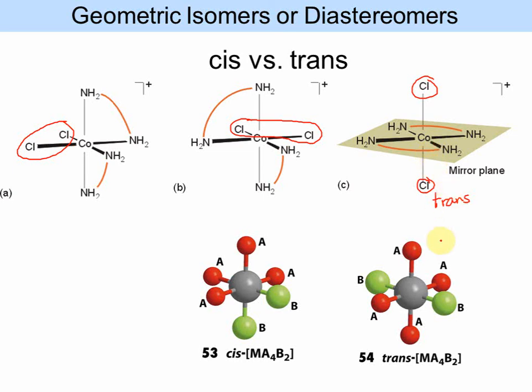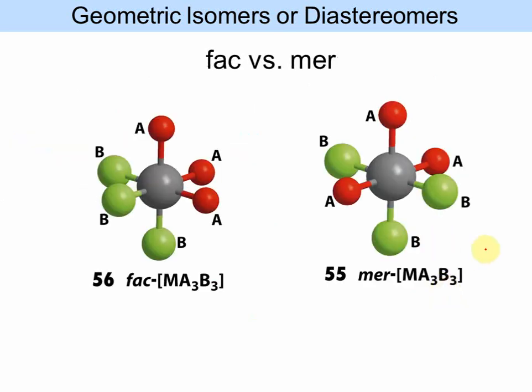Again, just another illustration showing you the FAC isomers. So these are on the face of the octahedron. These all lie within the same plane of the central atom. This is the MER isomer, the meridional isomer.